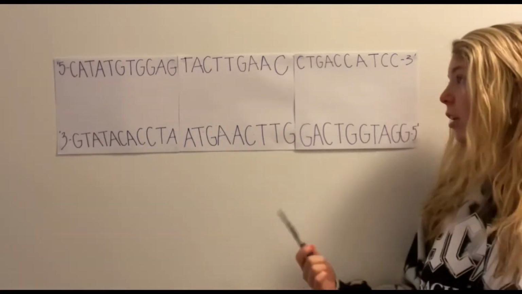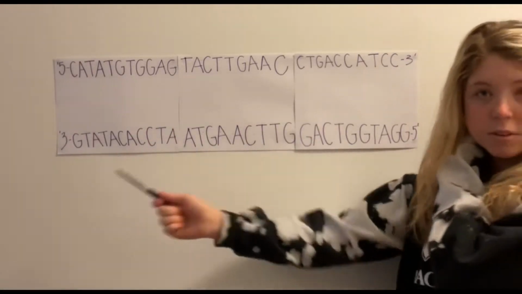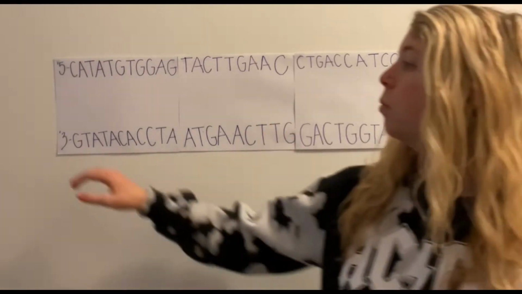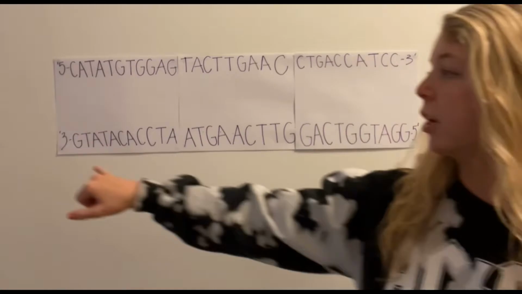We have our DNA strand. At the top it runs 5 to 3, and on the bottom it runs 3 to 5. Now when we do transcription and go from DNA to RNA, we go from 5 to 3. So we're going to code off of this bottom strand.